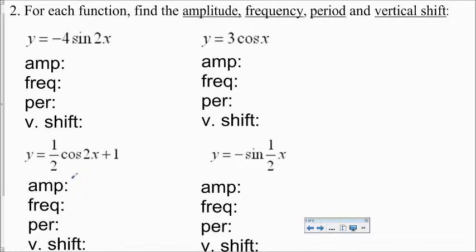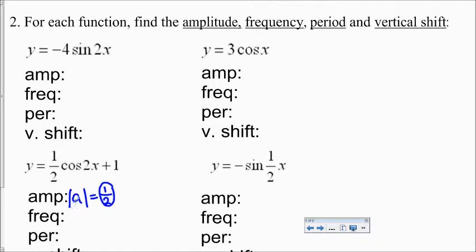So I'm going to put in some definitions in terms of the parameters of the graph. So I know that amplitude is the absolute value of a. Well, a is the number in front of the cosine, so it's just the absolute value of half, just half. Okay, so that means it goes half a unit above, half a unit below the nodal line. Next, I'm interested in the frequency. Well, frequency is the absolute value of b.